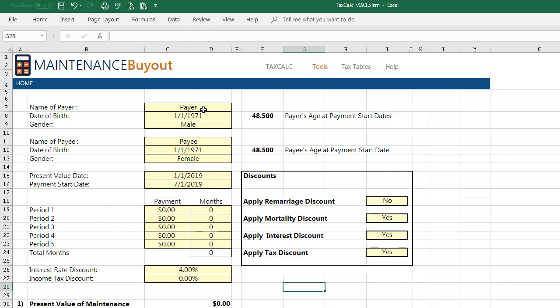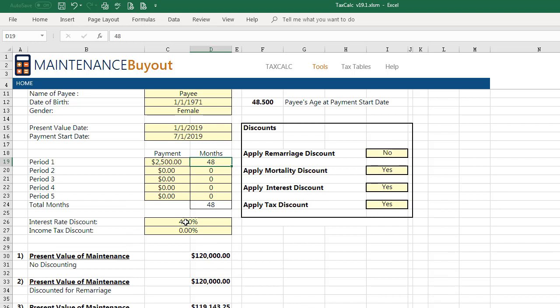So you obviously put in the name and date of birth of the person who's paying and receiving. Again, that helps us run more accurate mortality discounts. You put in the present value date, so if we're doing the value as of today, but the payments don't start until 7/1, and then you'd enter in the monthly payment. So let's say it's $2,500, which we anticipate to be paid for 4 years. You can put that in there, $2,500 over 48 months.